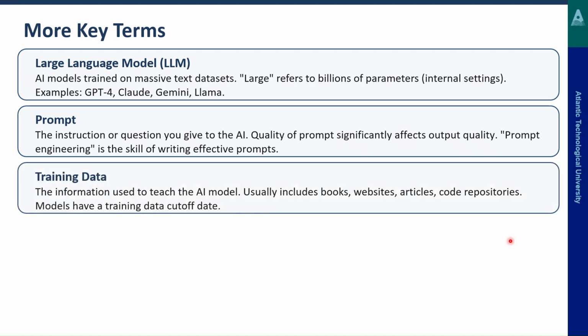Training data, this is the data set or the information that's used to train or teach the AI model. So this will usually include large data sets of publicly available text. That'll be things like books, websites, online articles, or even, in the case of GitHub Copilot, GitHub had a massive collection of code repositories, so they were able to train their model on the code that they had. So models have a training data cutoff date.